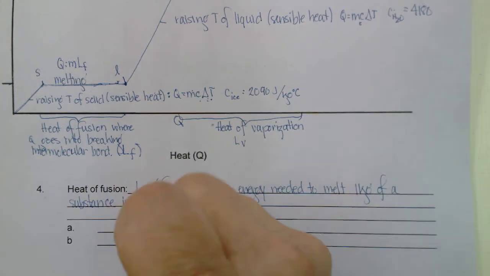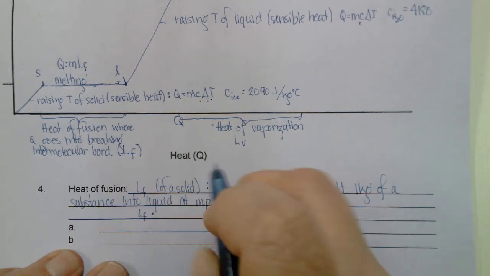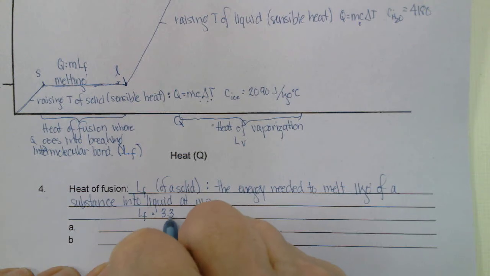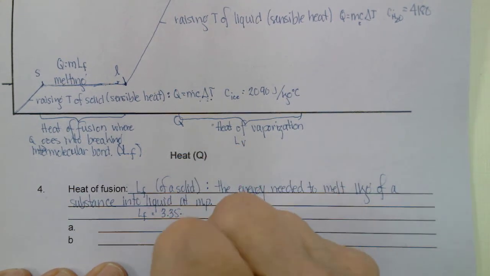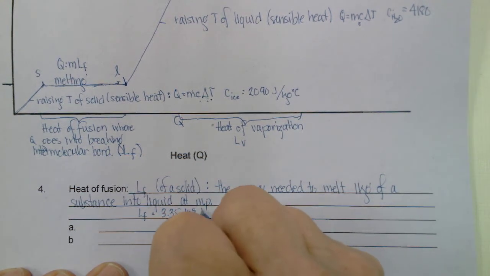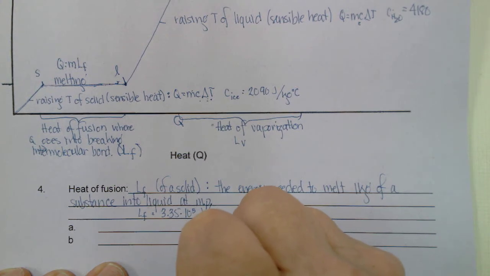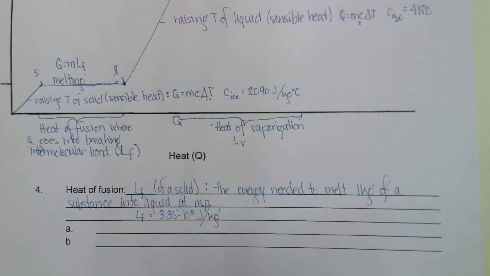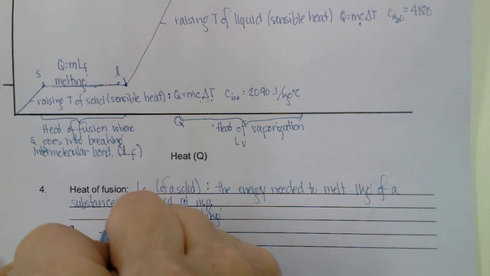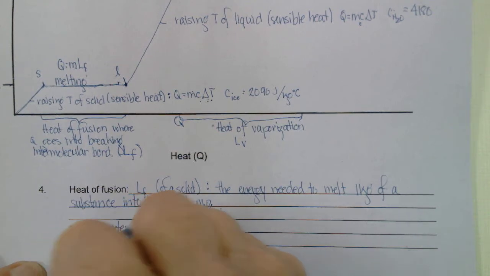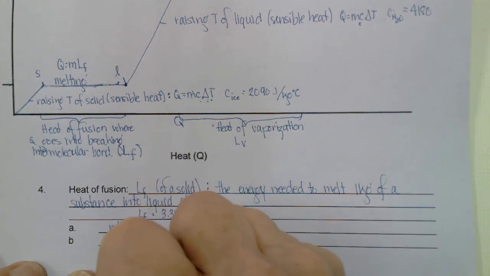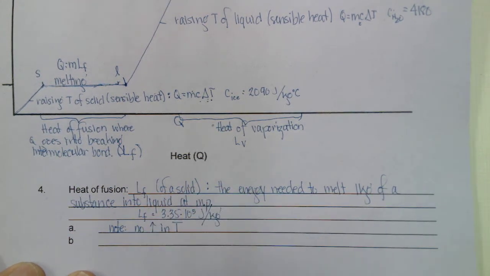And for water, L sub F is equal to 3.35 times 10 to the 5th joules per kilogram. Not kilogram degrees Celsius, just joules per kilogram, because I don't have a change in temperature going on. And again, I want you to note there is no increase in temperature as I add heat at this point in my system.